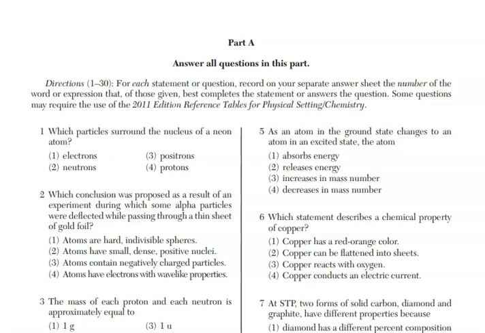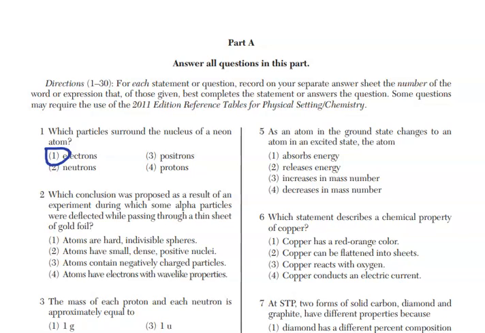All right, so question 1 here, we're looking at the particles that surround the nucleus of a neon atom. Whether it's a neon atom or any other atom, we're talking about, of course, electrons, which is choice 1.